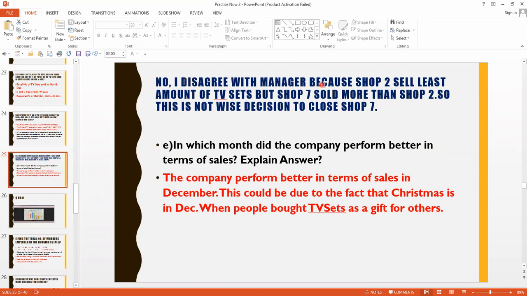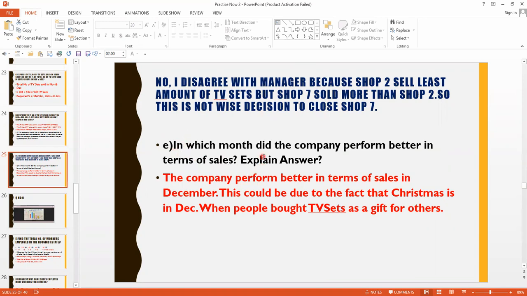No, I disagree with the manager, because shop 2 sold the least amount of TV sets, but shop 7 sold more than shop 2. So it is not my decision to close shop 7. Now we come to the last part of this section, practice now 2, question number 2.